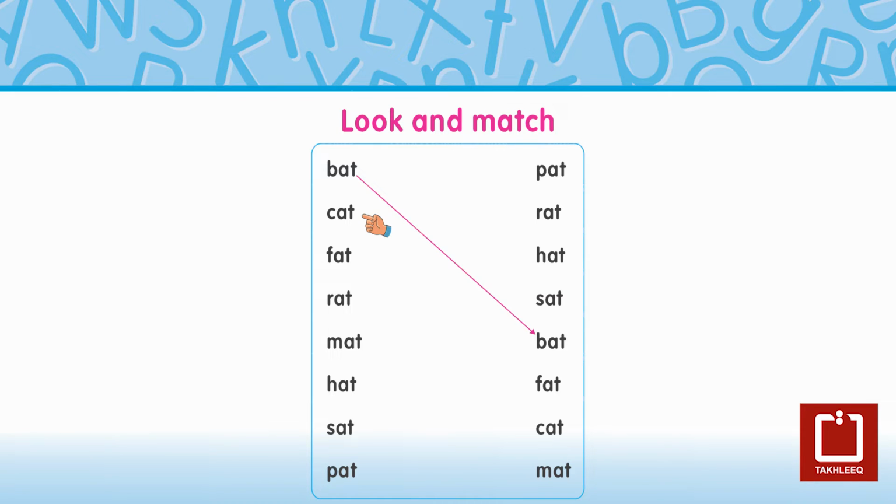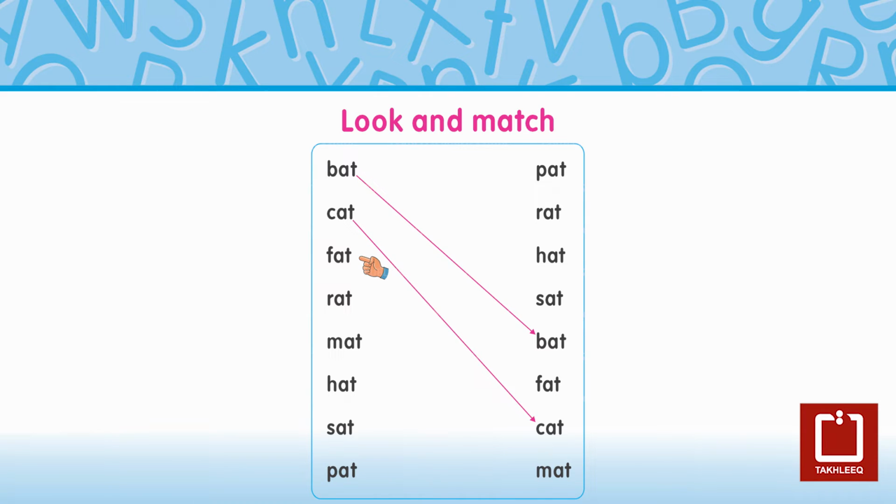Here is word cat. Now we search word cat in the second row. Pat, rat, hat, sat, bat, fat, cat. Yes, this is cat. So we match both words cat.